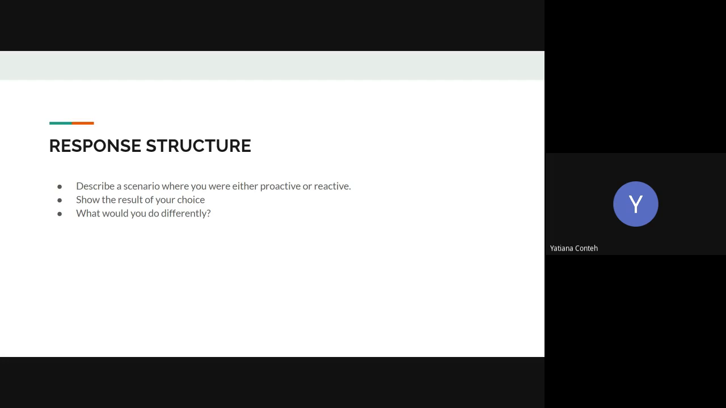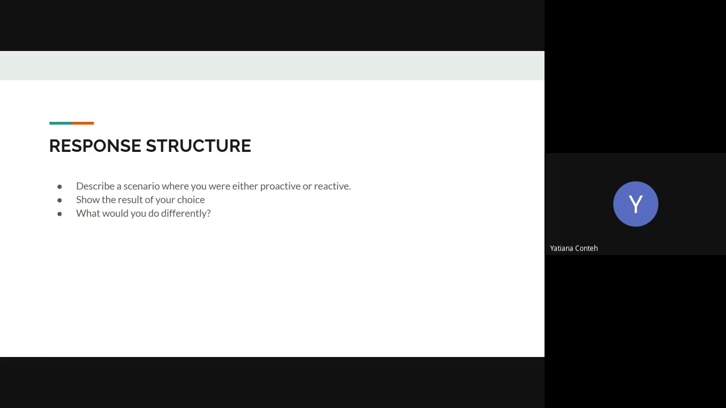Now, you show the results of your choice. Whilst you were being proactive, what was the outcome? What did you gain? Whilst being reactive, what was the outcome? What did you lose? Okay. After that, you tell us what you would have done differently. Okay. So if you were being proactive, did it work? Did it help you? What would you do differently the next time? If you're being reactive, what did you do? What do you hope to do differently the next time?